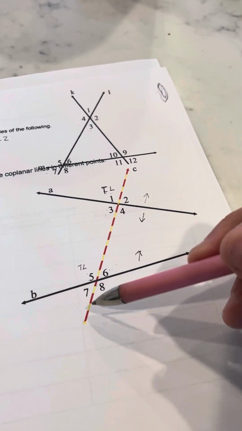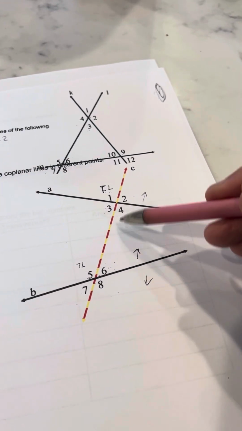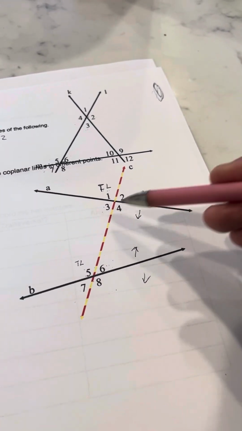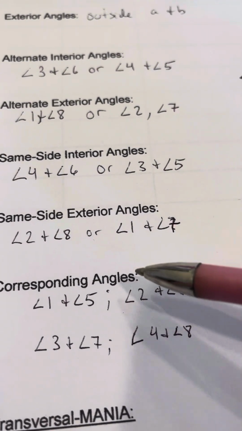Bottom left is 3, bottom left is 7, bottom right is 4, bottom right is 8. And so you can see that they're in the same relative location, and that's why they're called corresponding angles.